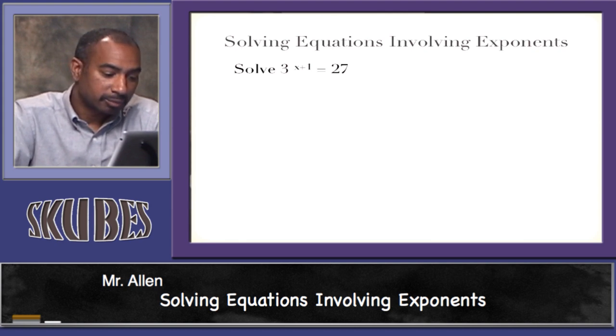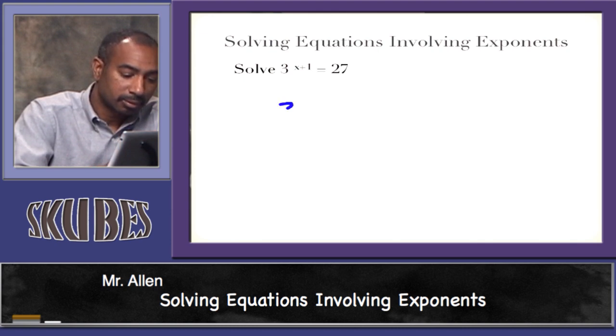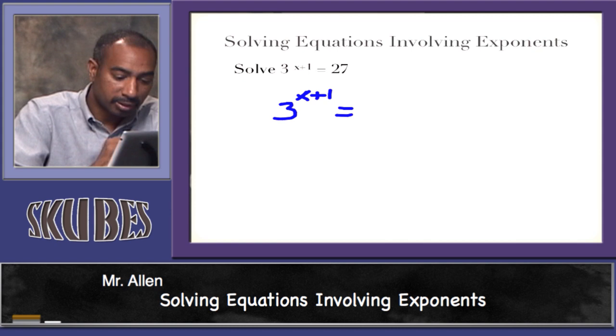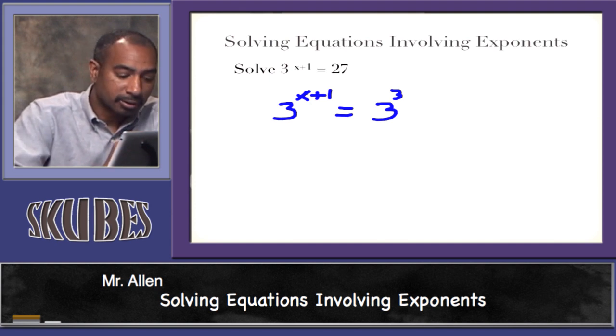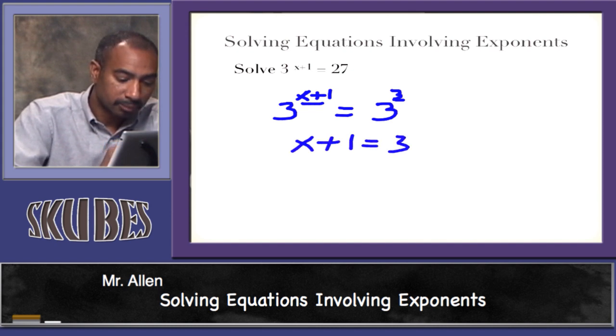All right, how do you solve 3 to the x plus 1 equals 27? Well, you have a base of 3, power of x plus 1. And 27 I can write as 3 to the third power. And according to the property, I can set these two exponents equal to each other. So I'm going to say x plus 1 equals 3. And if I subtract 1 from both sides, I know x has to equal 2.